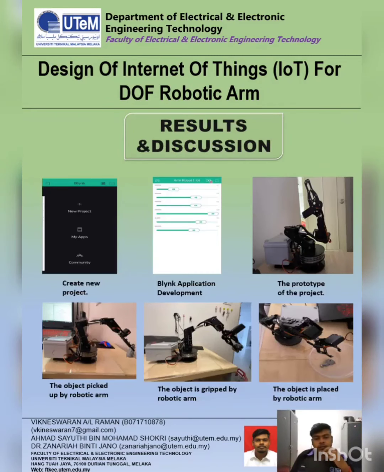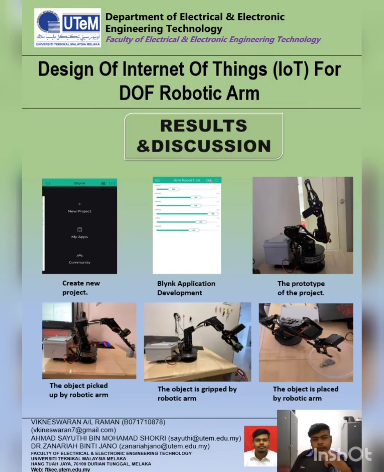Result and discussion. First, create a new project. I am using the Blynk application to create a new project. Before we start a new project, we should create an email and a password for each new project. Once we create it, we sign in with the email. On signing in, we can see the Blynk application development. Then we can develop six motors to control the direction of the robotic arm.